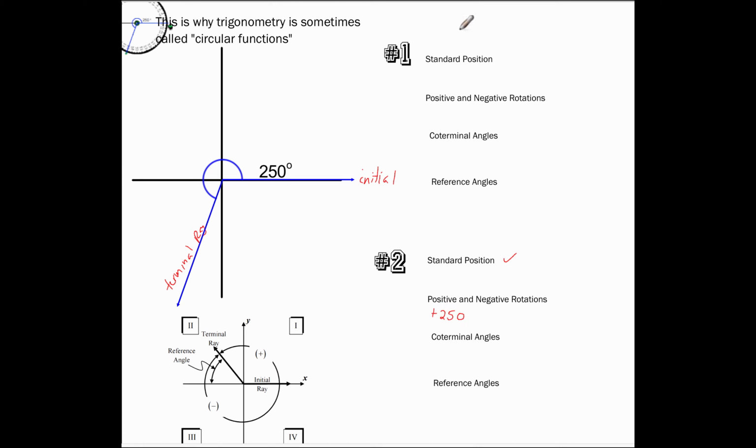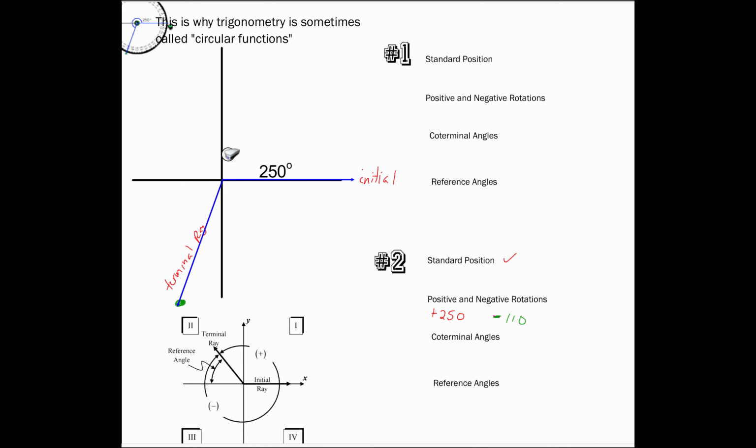And then if we wanted to look at the negative rotation, well, I think you can do that by now. It would be negative, let's change that color. Let's say negative, and you can figure it out, 110, because the absolute values have to add up to 360. So if I went this way, that's a negative rotation of 110. It's also a coterminal angle. In other words, I can get to this spot right here by traveling positive 250, or I could go negative 110.